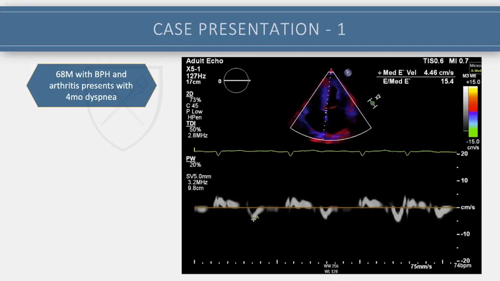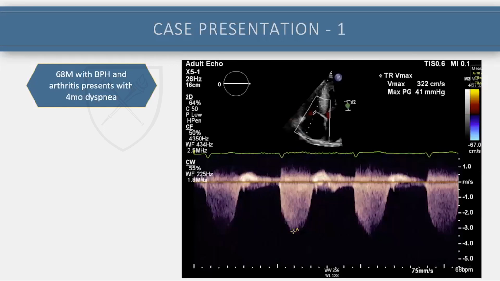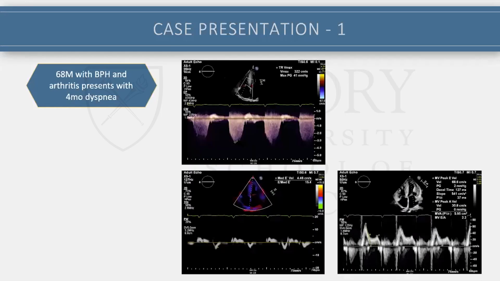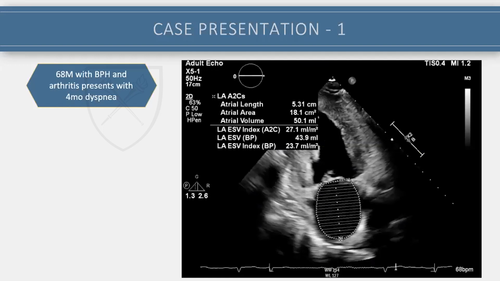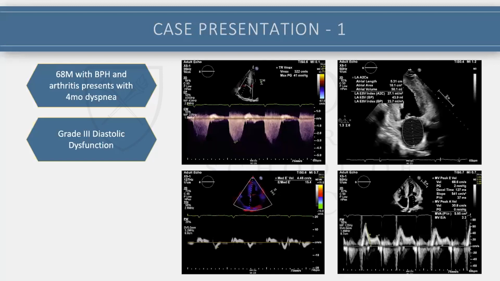Here is the E prime velocity at the septal annulus. This was calculated at 4.4, which is obviously low, and that gave us an elevated E to E prime as well at 15. And then a TR velocity at 3.2, giving us an elevated pressure gradient here, suggestive of elevated right-sided pressures. And then last but not least, left atrial size actually calculated at normal here, but maybe a little underestimated. It looked bigger in some other views. So collectively, this echo was read as probably grade 3 diastolic dysfunction.